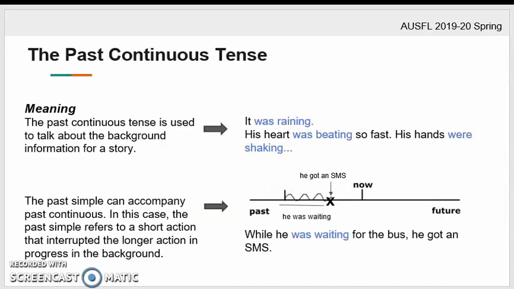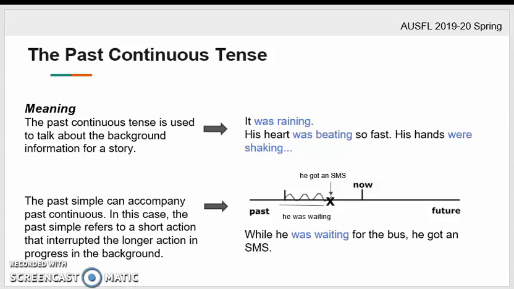What about the past continuous tense? If we want to describe the background to our story, or to talk about things that started before my story and continue through my story, I can use the past continuous tense. So, that is, it was raining in the past continuous tense to set the scene.